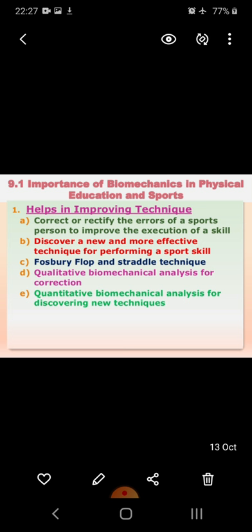The teachers of physical education use the qualitative biomechanical analysis method in everyday coaching. While discovering new techniques, teachers use the quantitative biomechanical analysis method. After that, these techniques are communicated to the teachers to implement them on sportspersons. So this is how biomechanics helps in improving technique.